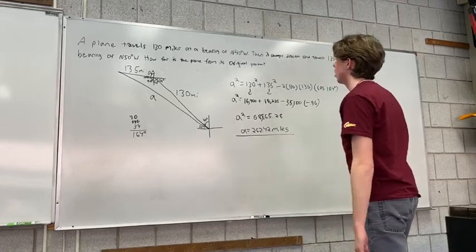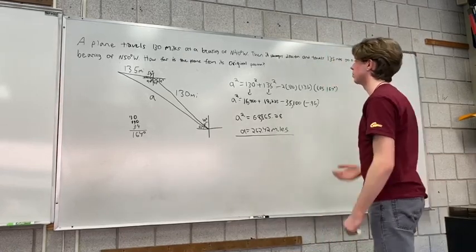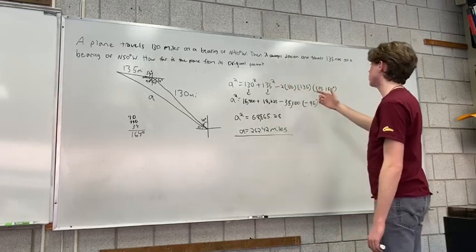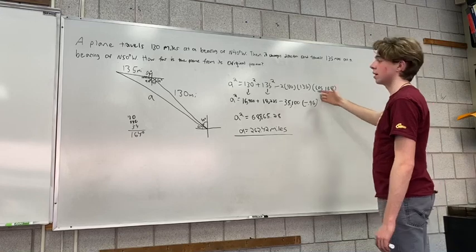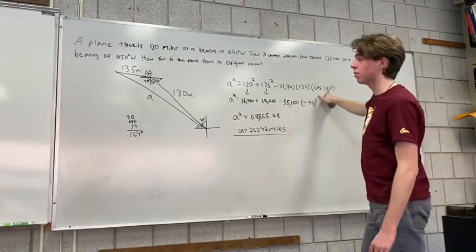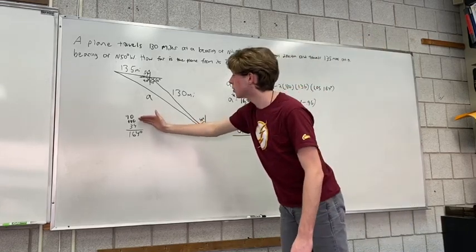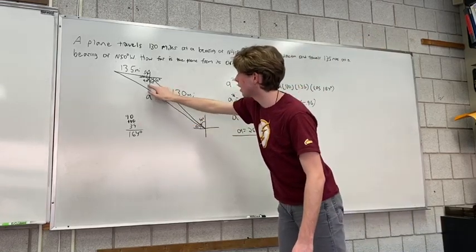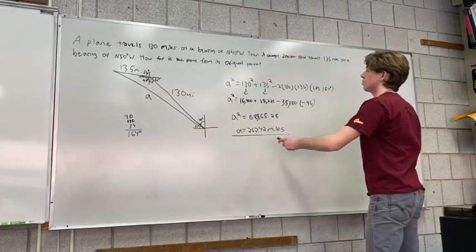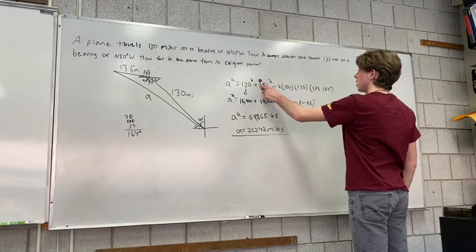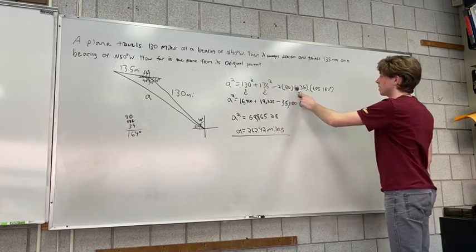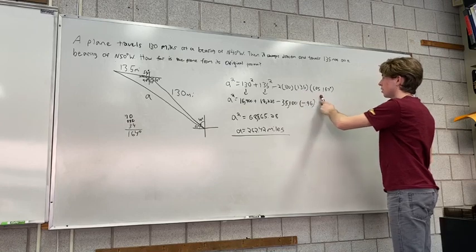So we're going to do our cosine equation of a squared equals b squared plus c squared minus 2bc times the cosine of a, which in this case is 164 degrees. And you know this because you would add 40 plus 90 plus 34, these three values, to get 164 degrees. So now you plug in 130 squared, 135 squared, minus 2 times 130 times 135 times cosine of 164.